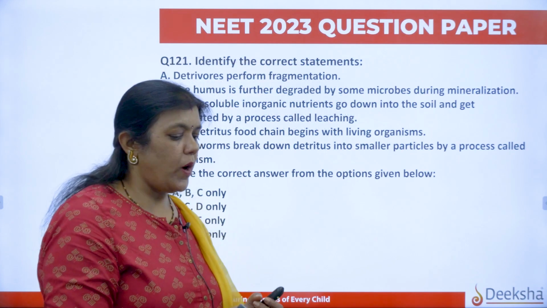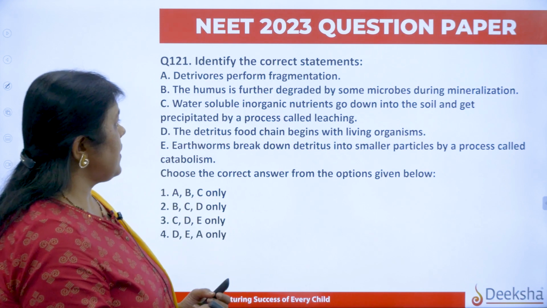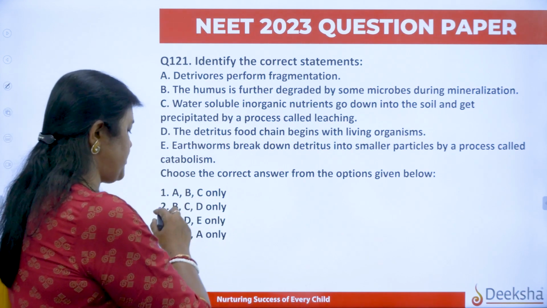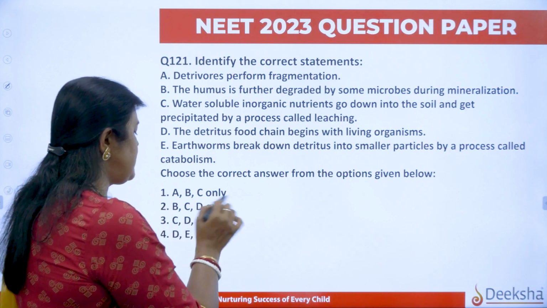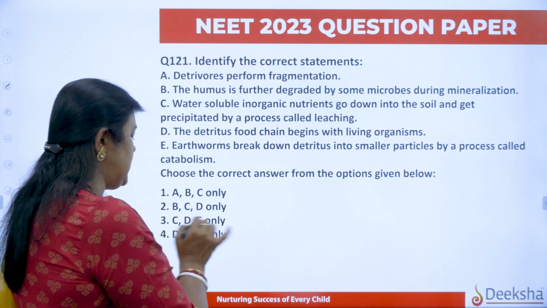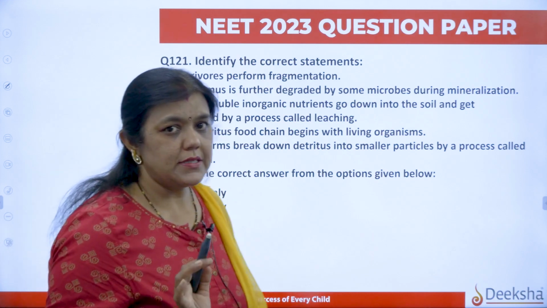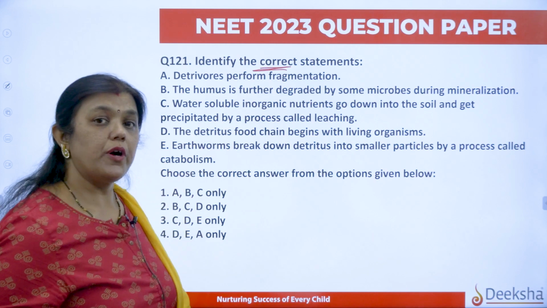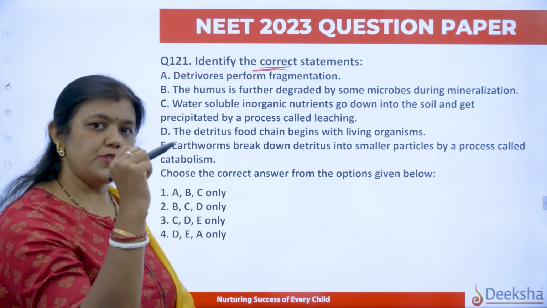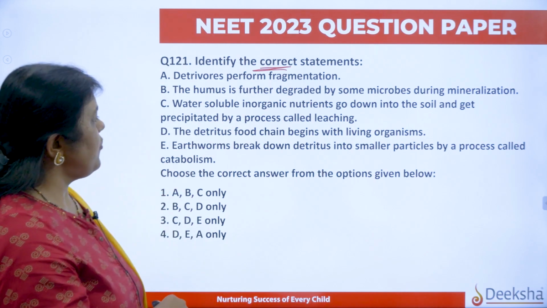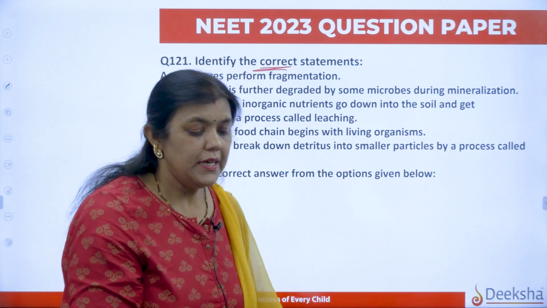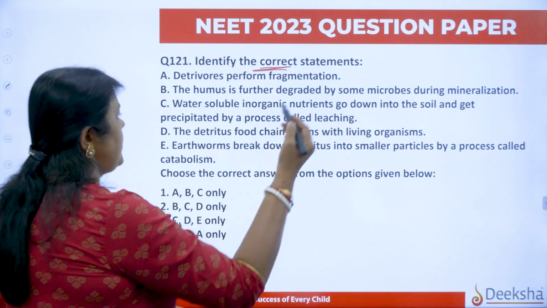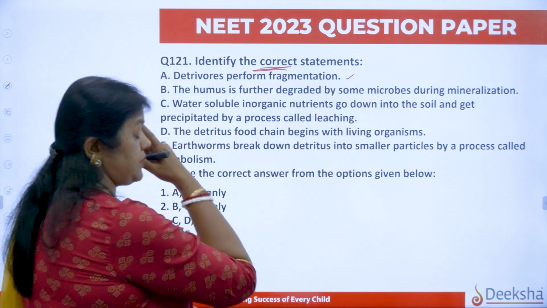Next one, question number 121. Identify the correct statement. Here you have to be again careful because of the options: A, B, C only; B, C, D only; C, D, E only; D, E, A only. Now they are asking you to choose the correct statement. What I told you to do for statement questions, you just put a tick if it is a correct answer. Detritivores perform fragmentation. Is it the correct statement? Yes, detritivores do perform fragmentation. So here I'm going to put a tick. This is the correct option.